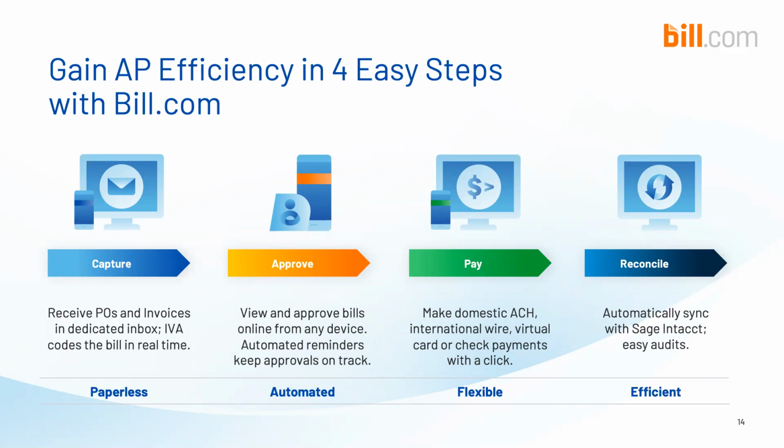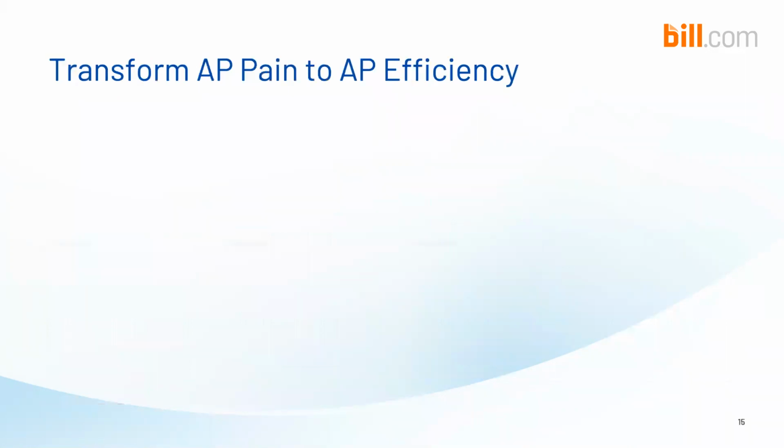Those are 4 efficient ways to make your back office paperless, automated, flexible, and efficient. We are going to be able to create a paperless utopia that can help save you up to 50% or more time by eliminating that manual work associated with processing paper, invoices, checks, and getting approvals and recording payments in the accounting system. Simply put, we're going to transform AP pain into AP efficiency.